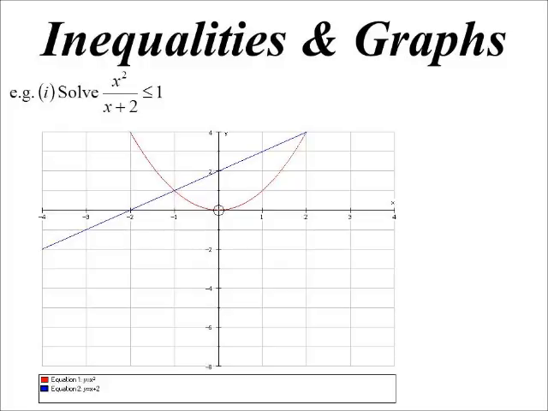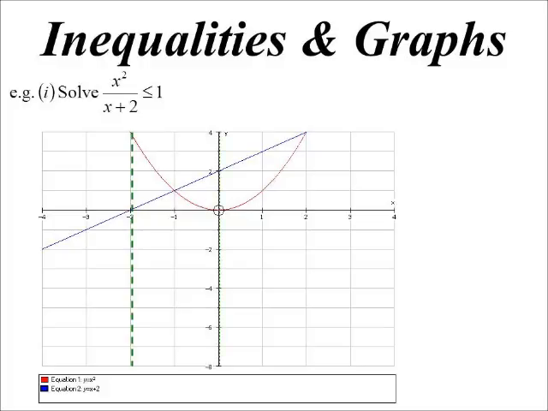Now, I guess the very simplest type to do, and I'm not suggesting you would use a graph to do this one, by the way, but theoretically you could. You get an inequality like this: x squared on x plus 2 is less than or equal to 1. So you could draw up the graph. Now, x squared on x plus 2, I want to divide it by x plus 2. So I know there's an asymptote at -2.